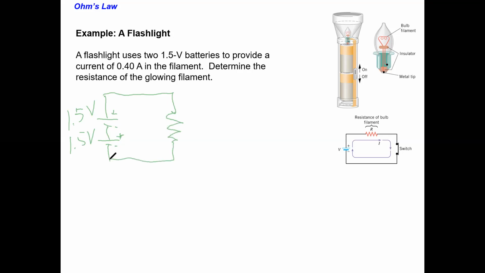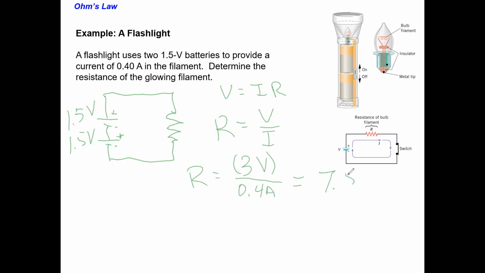All right. Now, Ohm's law says that voltage is equal to current times resistance. Let's rearrange this. Resistance is equal to voltage over current. Well, I can use this to figure out the resistance of my light bulb filament. That's 3 volts total, because we've got 1.5 volts and 1.5 volts. That would give me 3 volts if I've got the batteries in correctly. Divided by 0.4 amps will give me an overall resistance of my light bulb filament of 7.5 ohms.